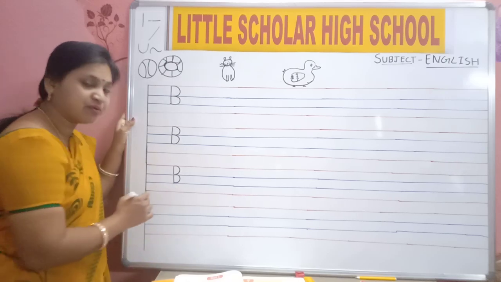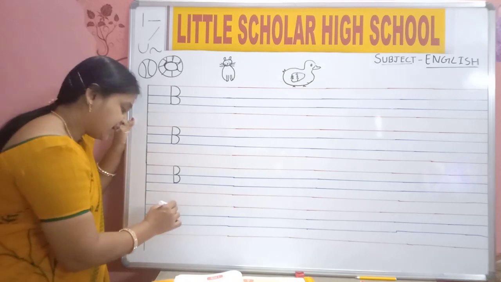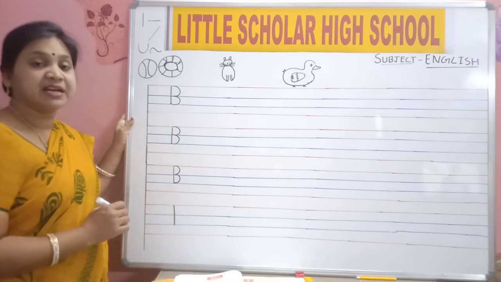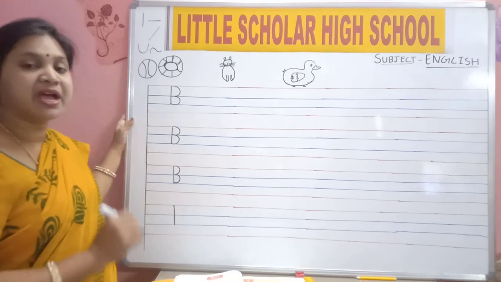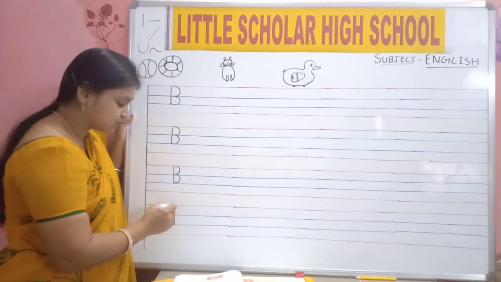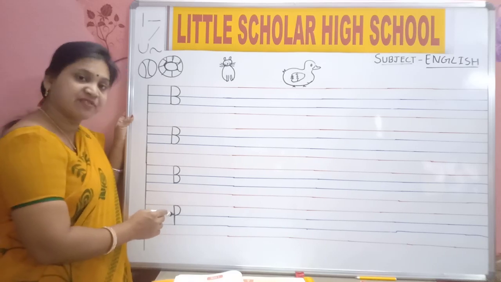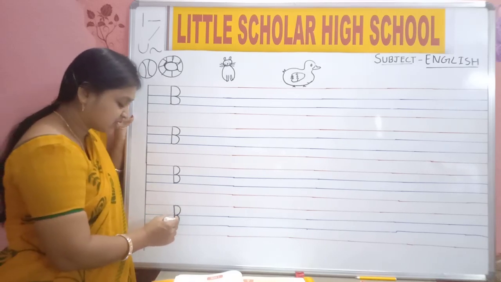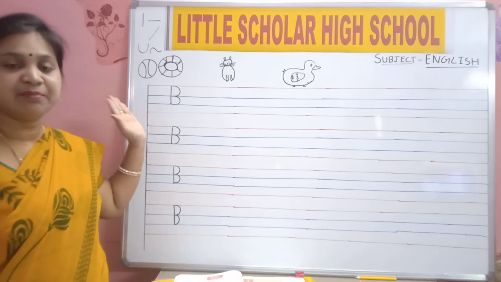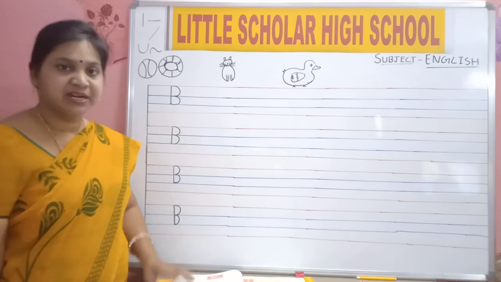See the board. First, what should you write? You should write a straight line, first one straight line, from red line to second blue line. Then now curves. Two curves. One curve, you will come and touch on the first blue line. Then one more curve on the second blue line. Which letter is this? Letter B. Understood how to write letter B now?